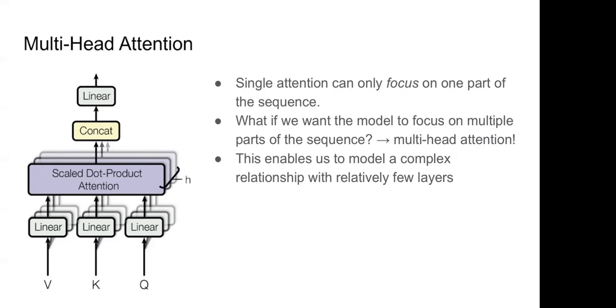So the problem is that single attention can only focus on one part of the sequence. So we want to basically focus on multiple parts of the sequence. That was a really main point of multi-head attention, and I think personally one of the really important advancements that the Transformer has made. Basically what that enables us is to model really complex relationships with relatively few layers, and also just with attention, without using a recurrent neural network. So how does that work? It's actually quite simple, at least intuitively. This diagram explains everything. So you just do the attention mechanism that we discussed in the previous slides, like this one.